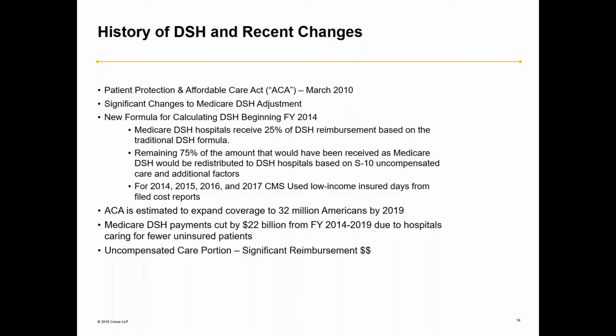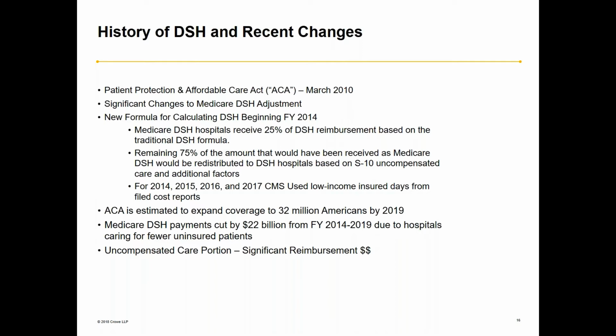That remaining 75% basically went into a pool and is redistributed back to DSH hospitals based on the amount of uncompensated care that hospitals give to patients. So it became extremely important that the uncompensated care payments be captured properly.